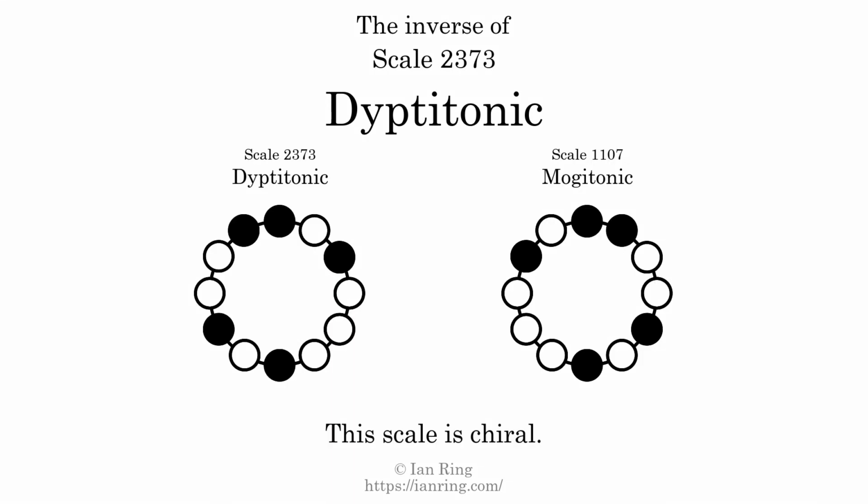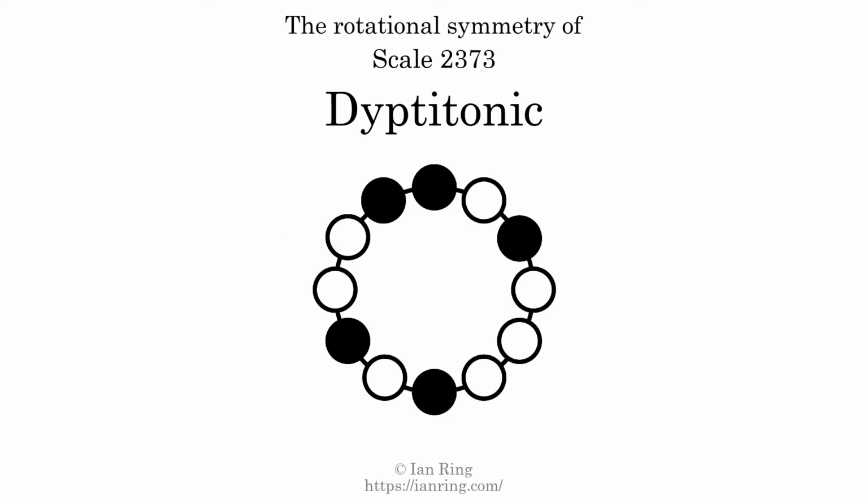The inverse of a scale is a mirror image. It is what you get when the sequence of intervals is reversed. The inverse of this scale is scale 1107, also known as modulatonic. This scale is chiral. It cannot transform into its inverse by rotational transformation. This scale has no rotational symmetry.